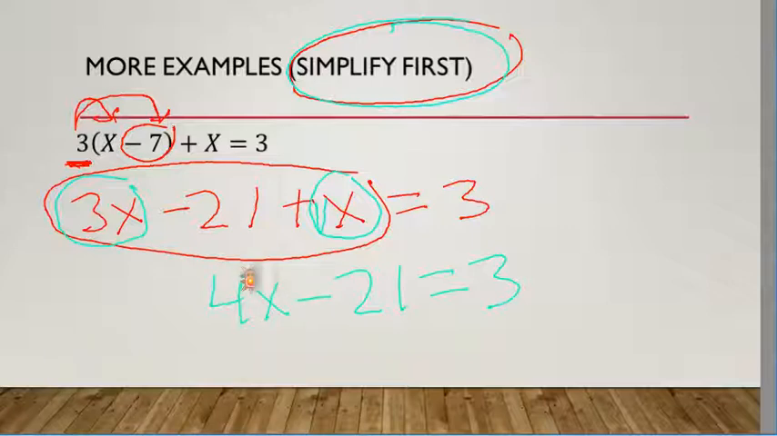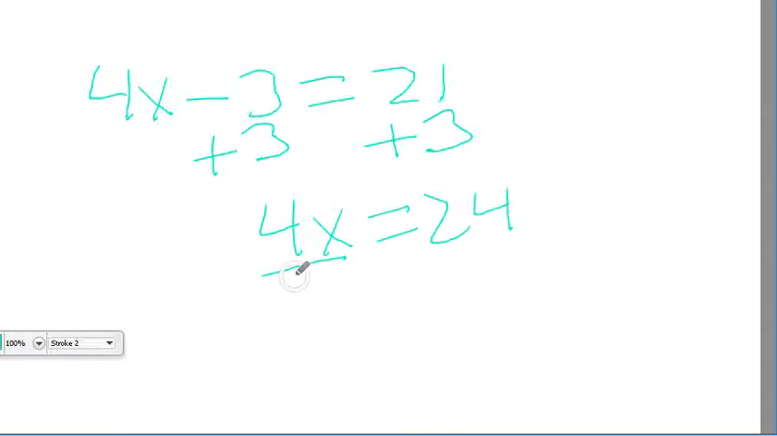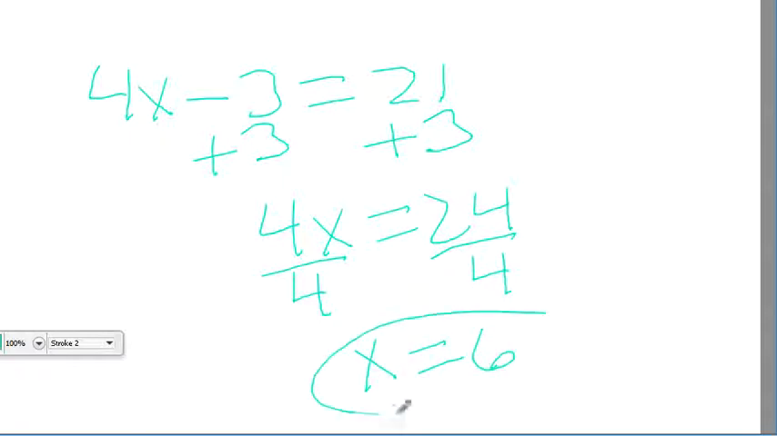So we have 4 times x minus 21 equals 3. I'm going to write this on a new page so we have a little bit more space. 4 times x minus 21 equals 3. So the first thing we're going to do is get rid of the subtract 21 by adding 21. So 4 times x equals 24. Then, to get rid of the multiplication of 4, we would use division. Divide by 4 on both sides. x equals 6. That is our solution.